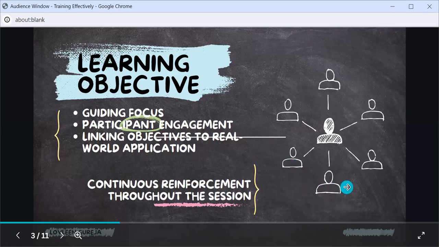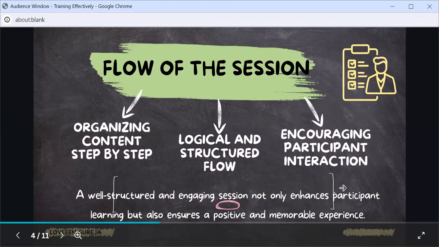Now, once the session plan has been done and the objectives have been set, you also need to ensure that the flow of the session is maintained. So let's talk about the flow of your training session.